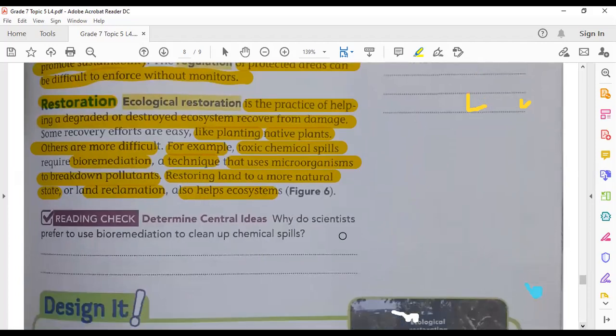Look at this question. By the way, we finished lesson four, and we finished topic five. Okay, we finished, alhamdulillah. Why do scientists prefer to use bioremediation to clean up chemical spills, or to remove pollutants? Why do you think scientists prefer bioremediation?